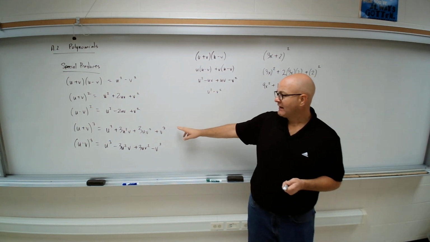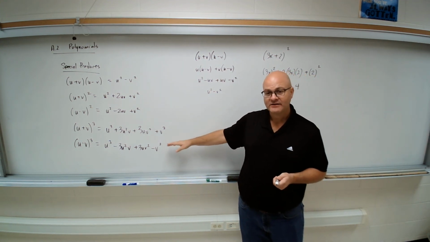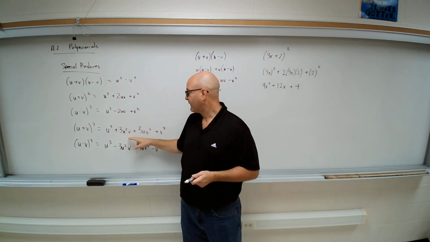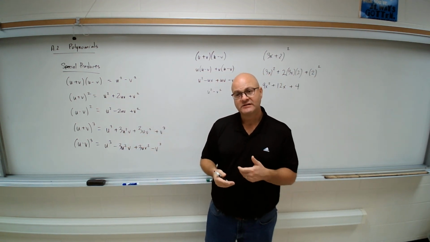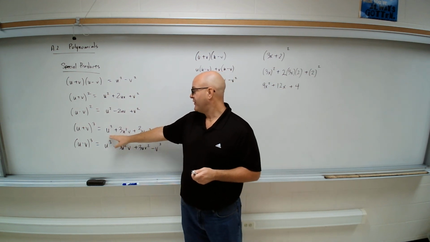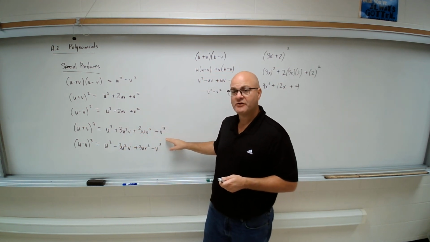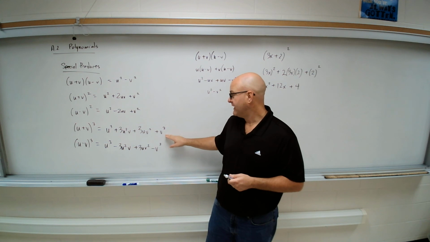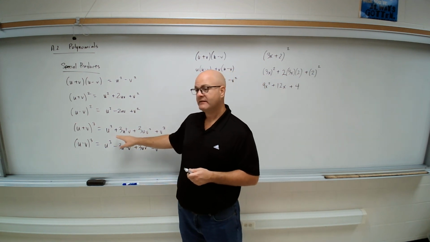These on the bottom might look kind of strange. If you could just remember the 1, 3, 3, 1 as far as the coefficients, and then notice that it's u cubed, u squared, u to the first, there's no u at all. And then here we go, v cubed, v squared, v, no v at all.